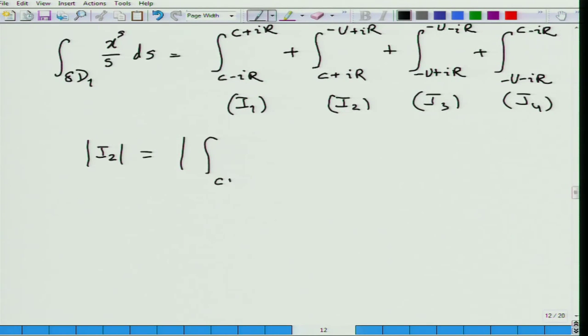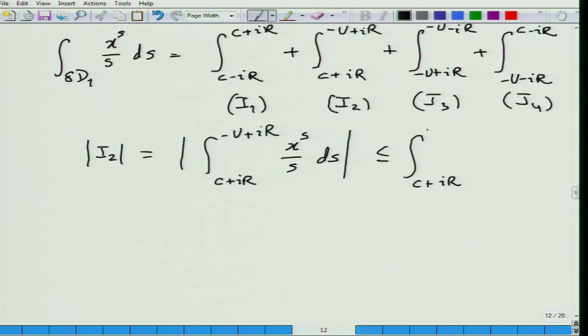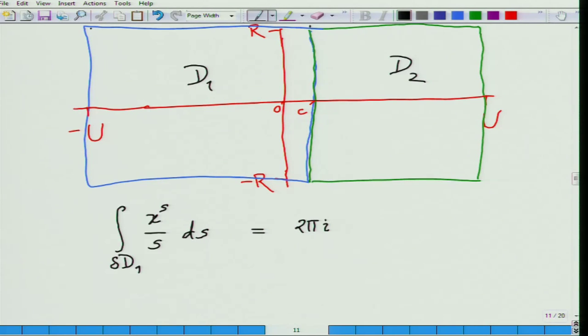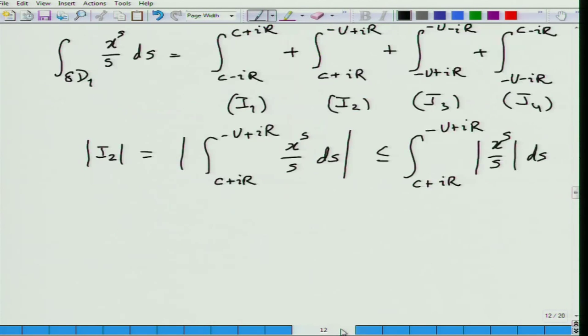That's the absolute value of this integral from c plus ir to minus u plus ir of x to the s by s ds. This is less than or equal to the integral of the absolute value. What is the absolute value of s as s goes from c plus ir to minus u plus ir? So, s is going from here to here. What is the absolute value of s? It varies surely, but it is at least r, and that is all we need, because we are dividing by the absolute value of s, so it is at least r.